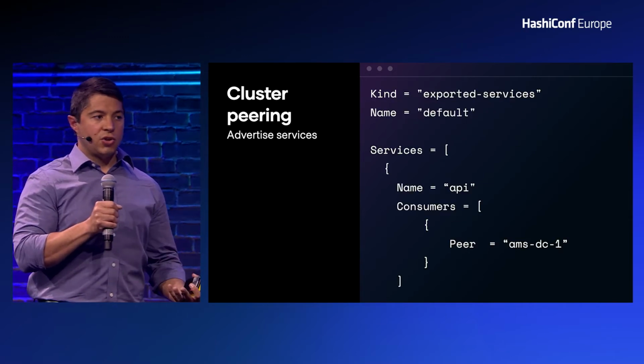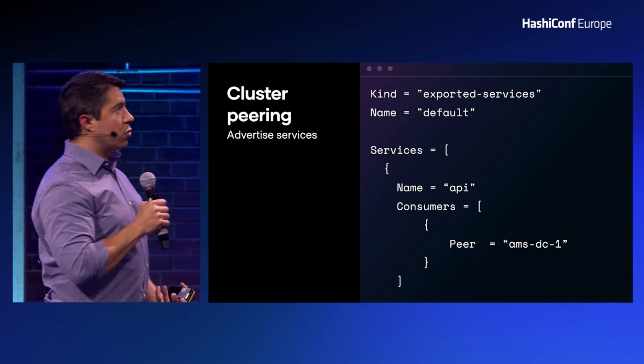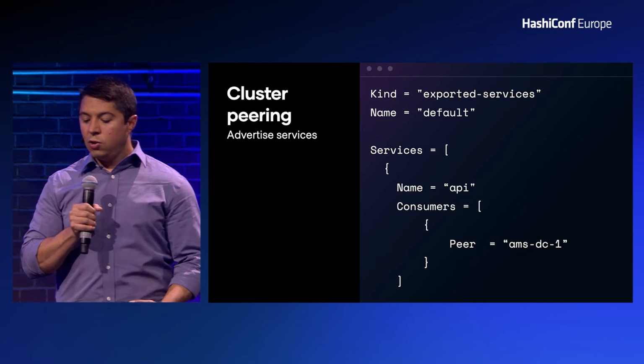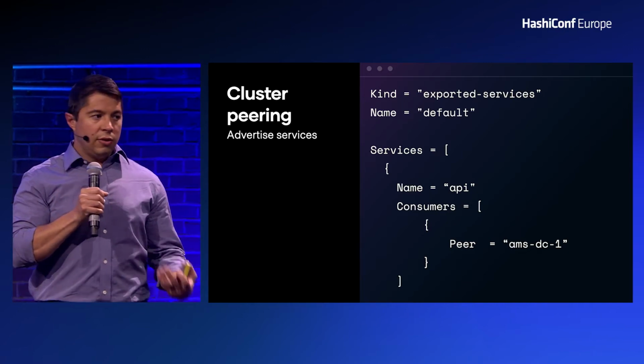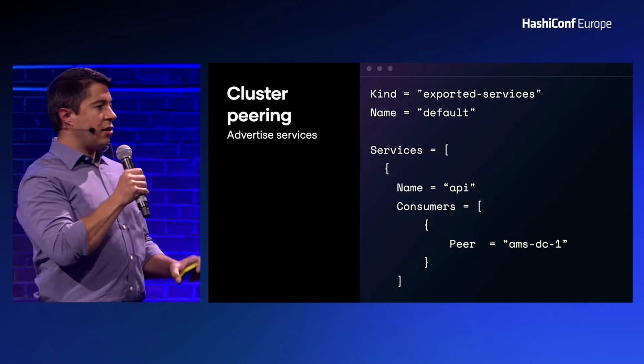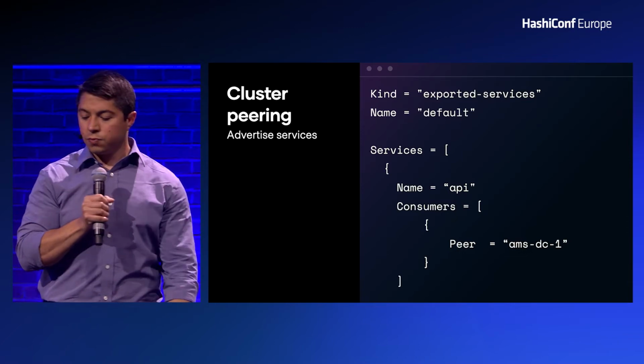So once the peering connection is up and established, you'll need to advertise services that you want to make accessible across the connection. And you can do that by using an exported services configuration entry. In this config entry, you provide a list of consuming peers that you want to advertise a service to.